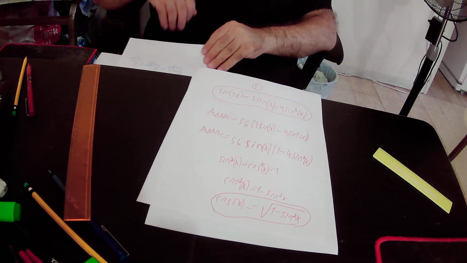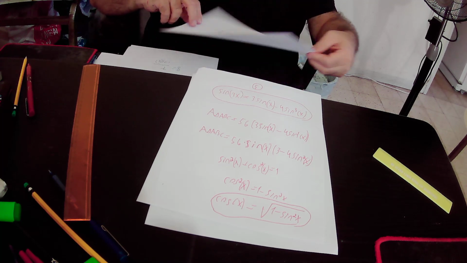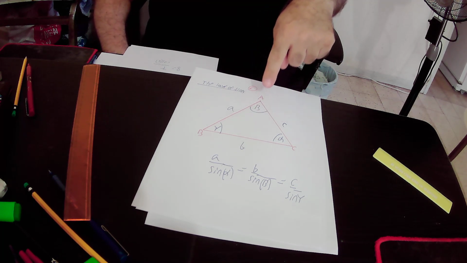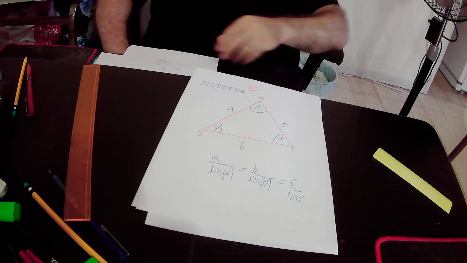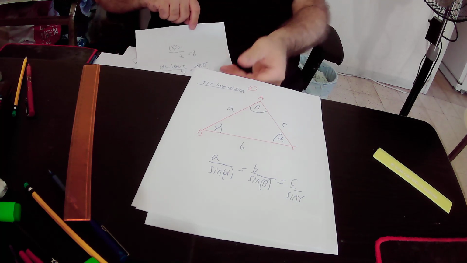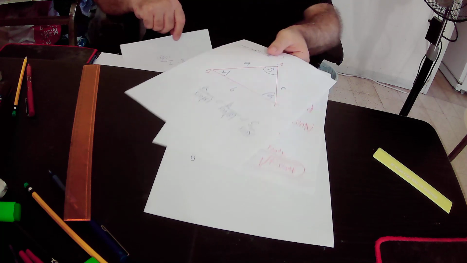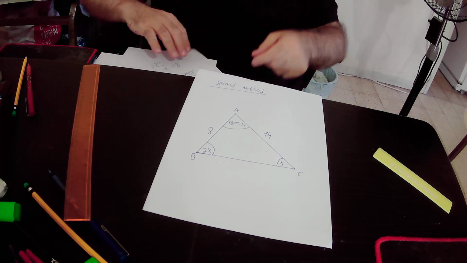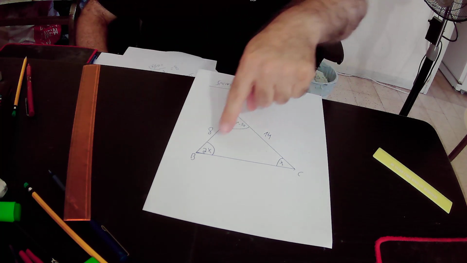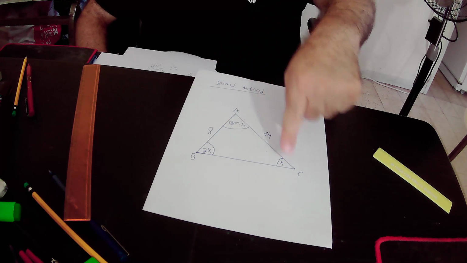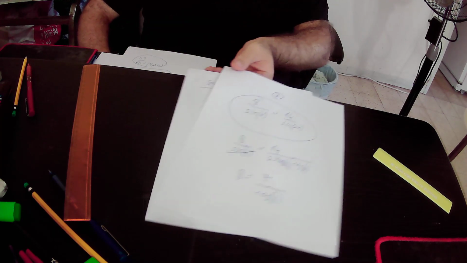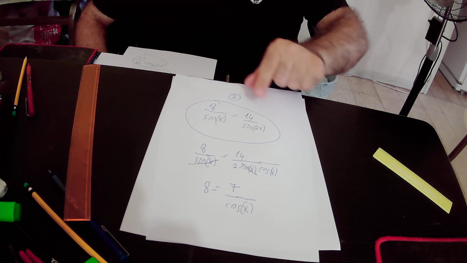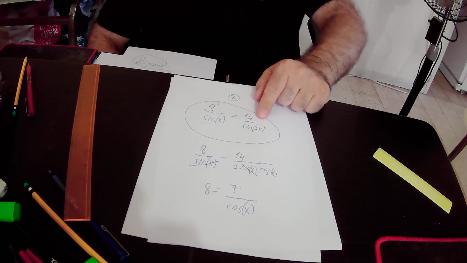And then we use the law of sines in any triangle: A over sine alpha equals B over sine beta equals C over sine gamma. And in our triangle, the implementation of the law of sines means that 14 over sine 2x equals 8 over sine x, or 8 over sine x equals 14 over sine 2x, and we know that sine 2x equals 2 sine x cosine x.